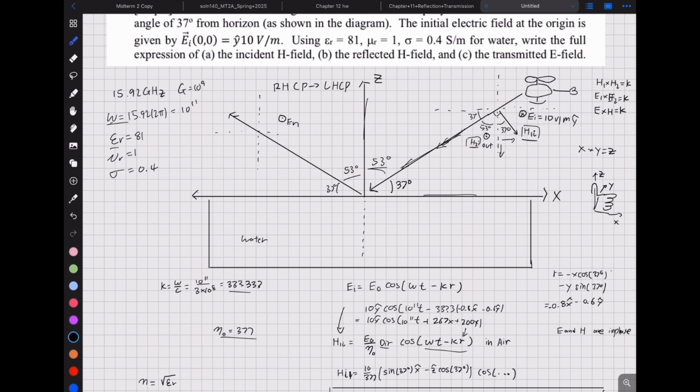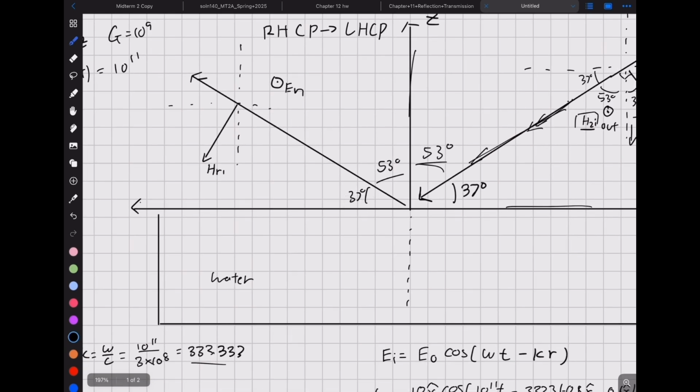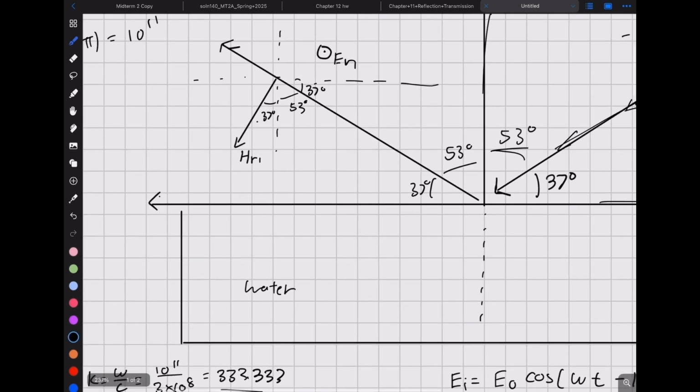And using our left hand for this right hand rule, we're going to have k going up, but E is pointing out. So our H is going to be pointing down this way. So this is our HR1. And our HR1, if this is 37 degrees, this is going to be 37 degrees. You can also see that these lines are parallel, and these are angles that are going to be the same, so this is 53. So that makes a 90, and the remaining is going to be 37 here.